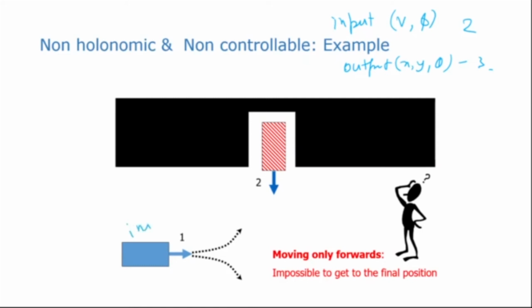This is my initial point, and this is my final point, or my goal configuration. Is it possible to go and park? Okay. How do you know?